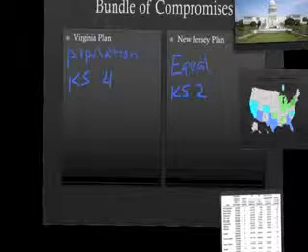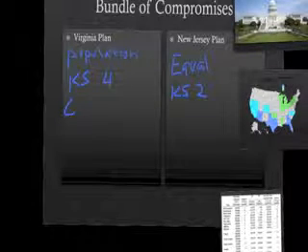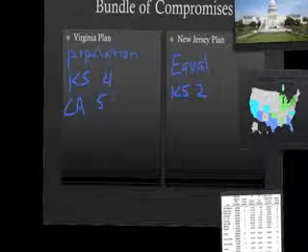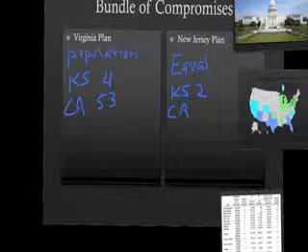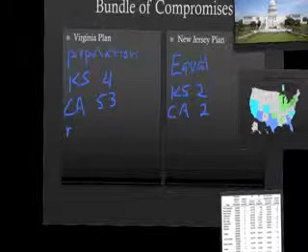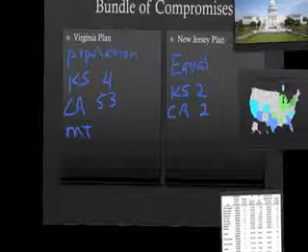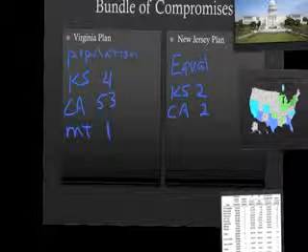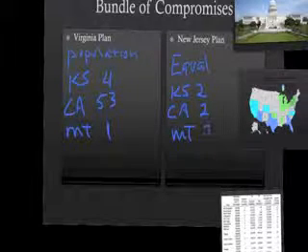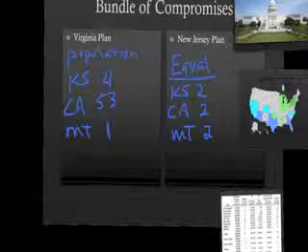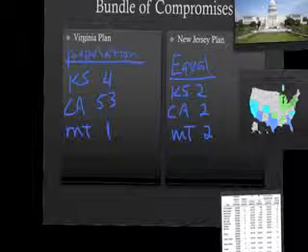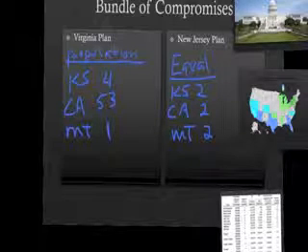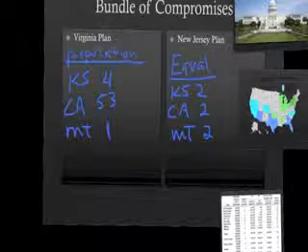Today it's called the United States Senate. California, based on population, gets 53. California, however, in the New Jersey plan gets 2. Then you have a state like Montana, which gets 1 based on population, and then they also get 2. Equal in the Senate and based on population in the House of Representatives.